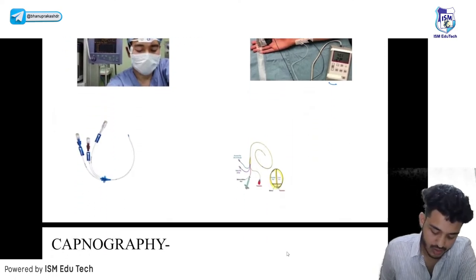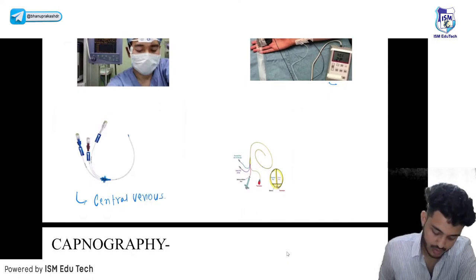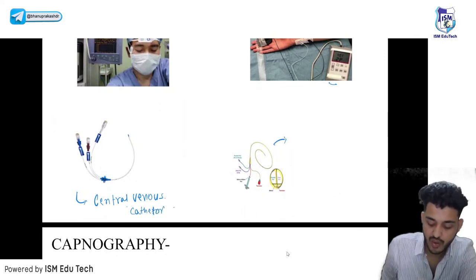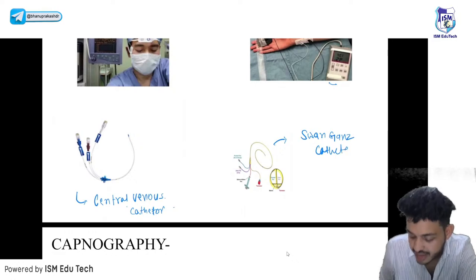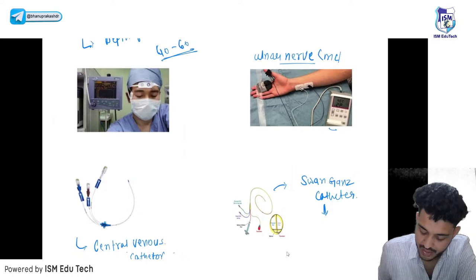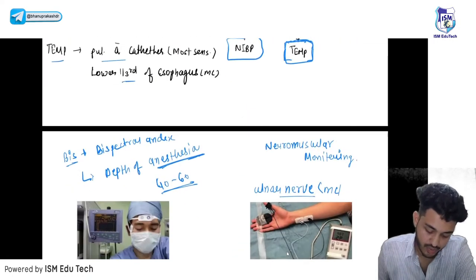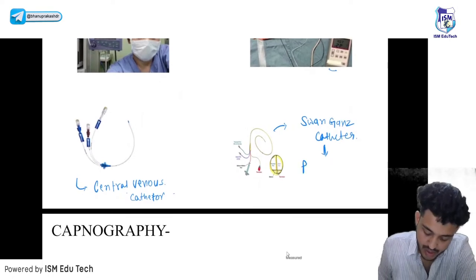This one is your central venous catheter. And this one is your Swan-Ganz catheter that we are using for the pulmonary artery.